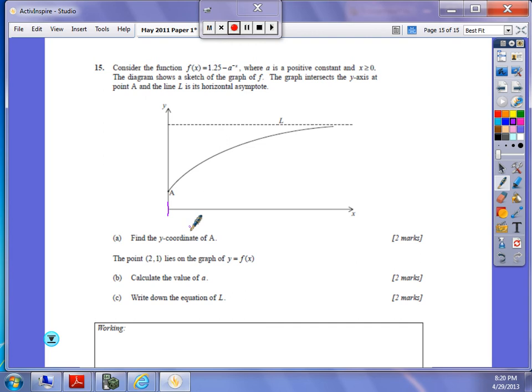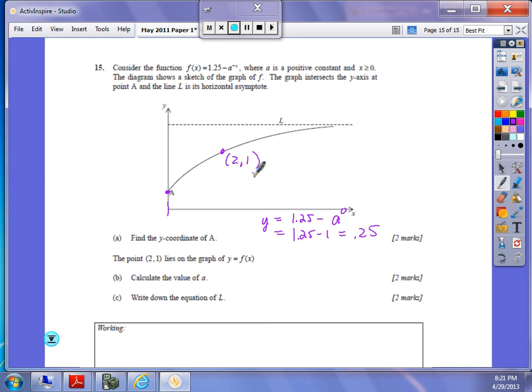All right, we're going to find the y-coordinate of this point A that is the y-intercept. Well, we know the y-intercept is where x is 0, so y is equal to 1.25 minus a to the negative 0. Well, that's just a to the 0, so that's 1.25 minus 1, which is 0.25. The point (2, 1) lies on the graph of y equals f of x. So I don't know where it is, but here's the point. And I'm supposed to calculate the value of a, knowing that.